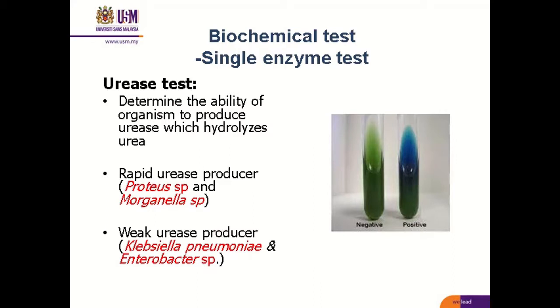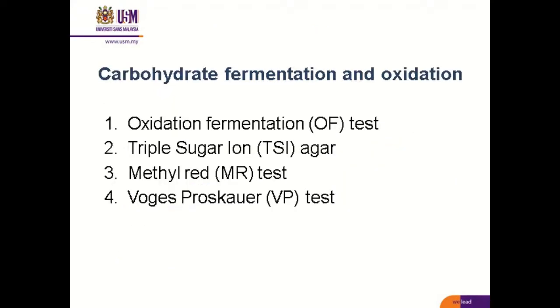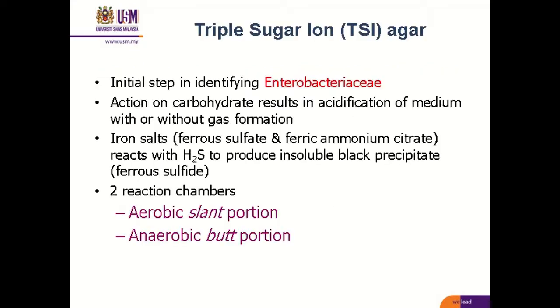And then another biochemical test is the urease test. So we can identify urease producers such as Proteus species and Morganella species. And some bacteria such as Klebsiella pneumoniae and Enterobacter species are weak urease producers. Then we can also use other biochemical tests such as carbohydrate fermentation and oxidation. So we can use the oxidation-fermentation test, triple sugar iron test, methyl red test, and Voges-Proskauer test.